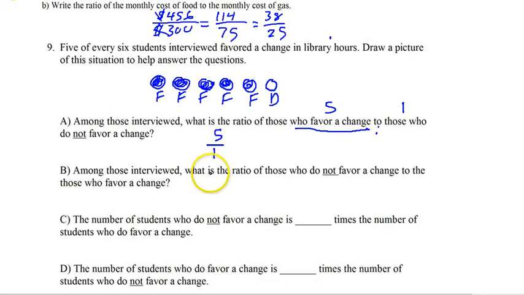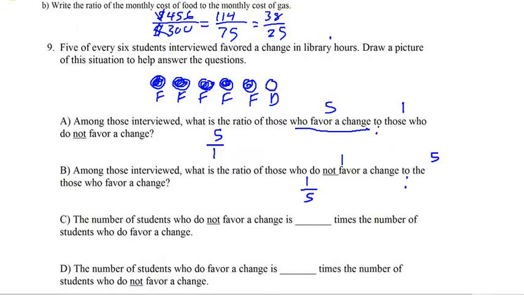Among those interviewed, what is the ratio of those who do not favor change to those who do favor change? So there's the to. And all you have to do is replace the wording with the number. Those who do not favor a change, well, there's 1 of them, to, those who do, 5. It's a 1 to 5. This is why order matters a lot. The wording that goes in front of the to has to be the numerator, and the wording that goes behind the to has to be the denominator. So it is a 1 to 5, and it is a 5 to 1.